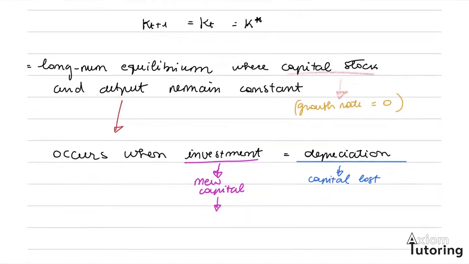And algebraically speaking, in per worker terms, it means that our investment part of the equation, using the steady state definition of capital, equals our depreciation rate times our steady state level of capital.